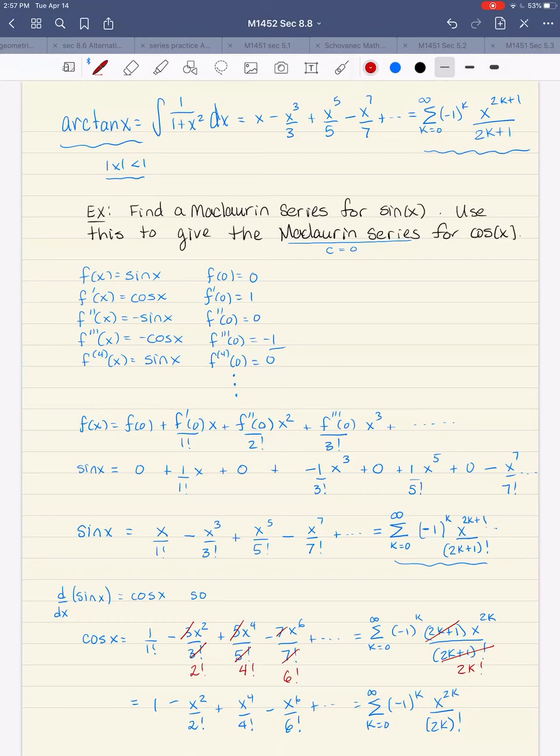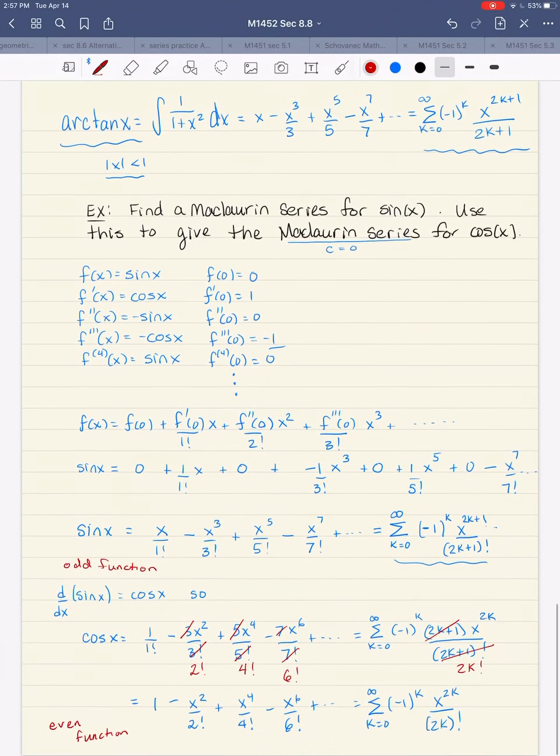Have you ever heard that the sine was an odd function? Look at all the powers on its power series. They're all odd numbers. And the cosine is an even function. All of the powers on its power series are even numbers. And if you wanted to find the interval of convergence, then you just do the ratio test.